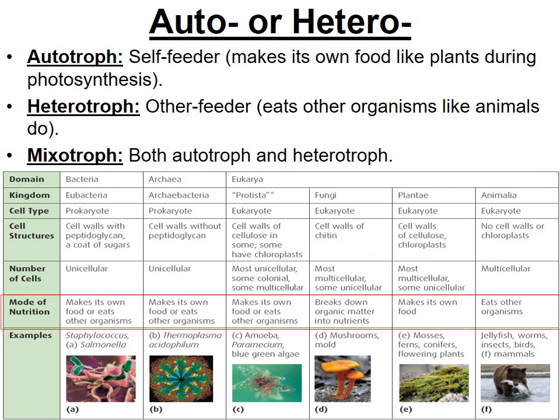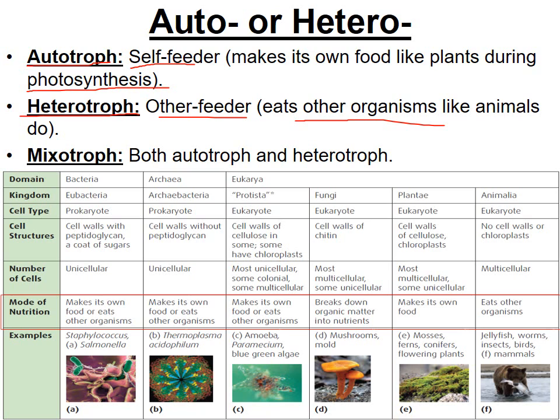Another method of classification is how they feed themselves, whether you're autotroph or heterotroph, or mixotroph. So autotroph is a self-feeder, meaning you can make your own organic molecules, you can make your own sugars through processes like photosynthesis. Heterotroph means you're an other feeder. You rely on other things to feed you. You have to go eat other organisms because you can't make your own energy-rich molecules.